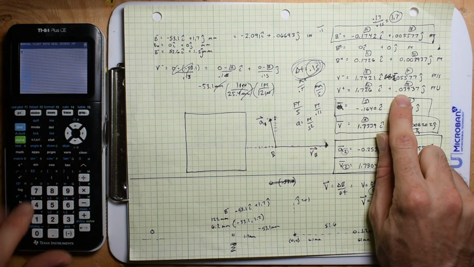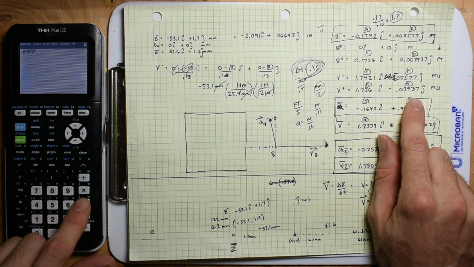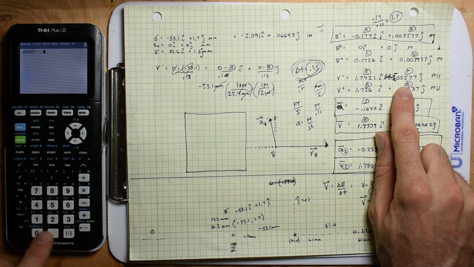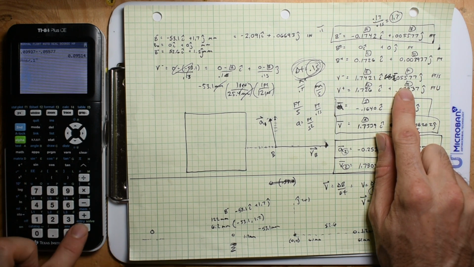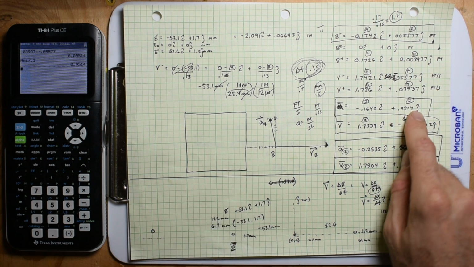But even right here, let's do another one. 0.03937 minus a negative 0.05577, and then divide by 0.1. Okay, so this is 0.9514. So that one came out exactly.